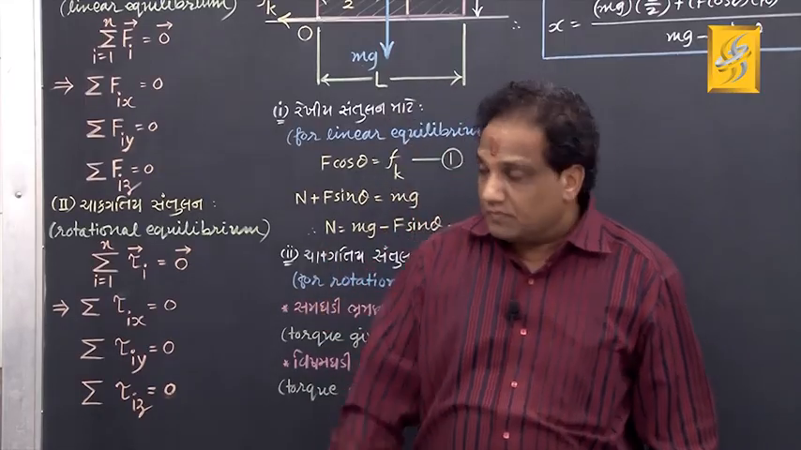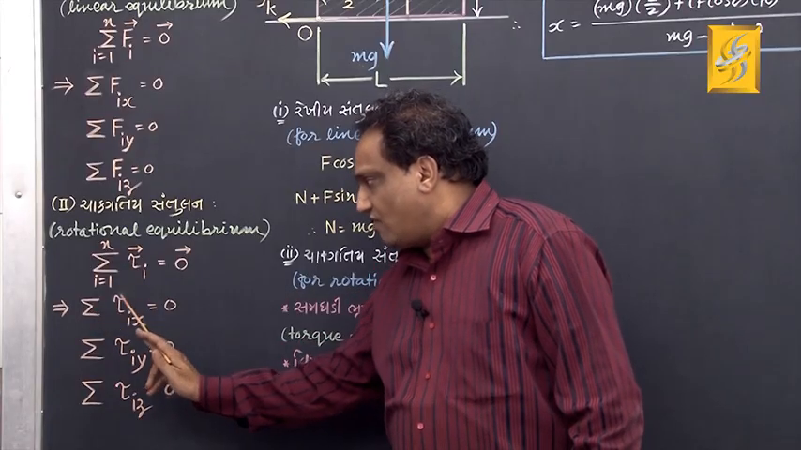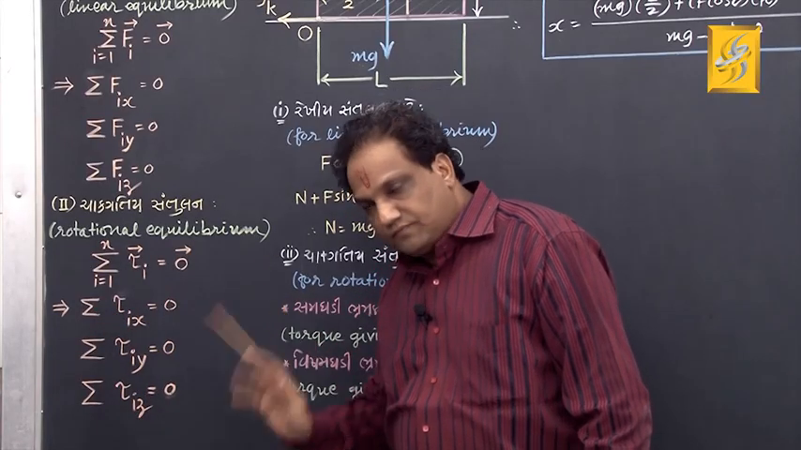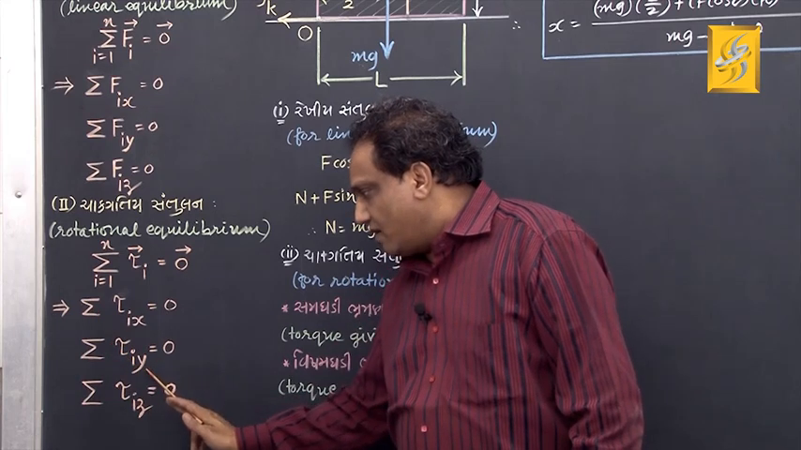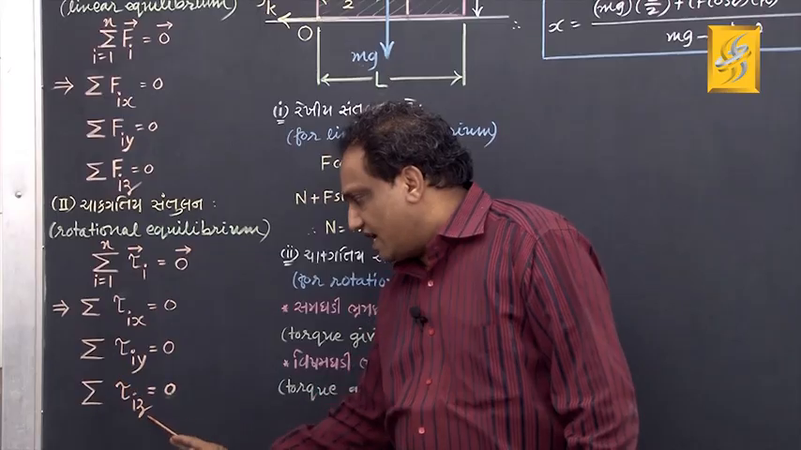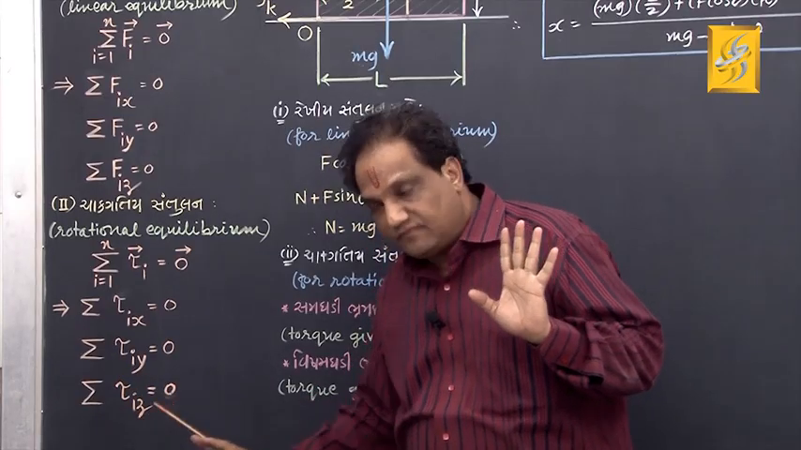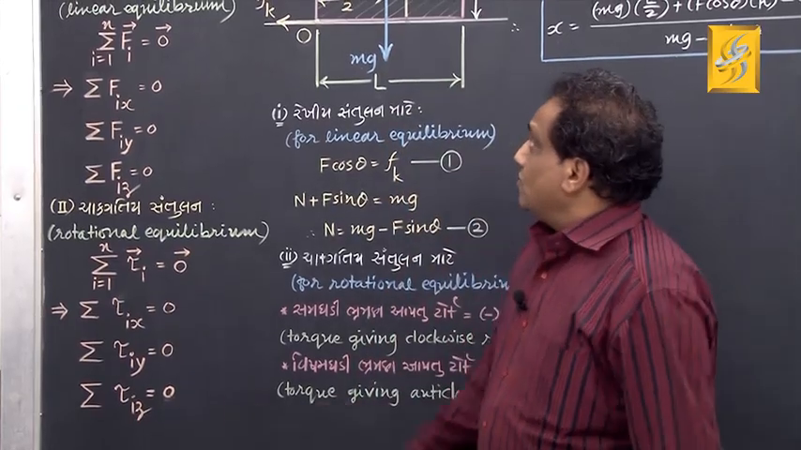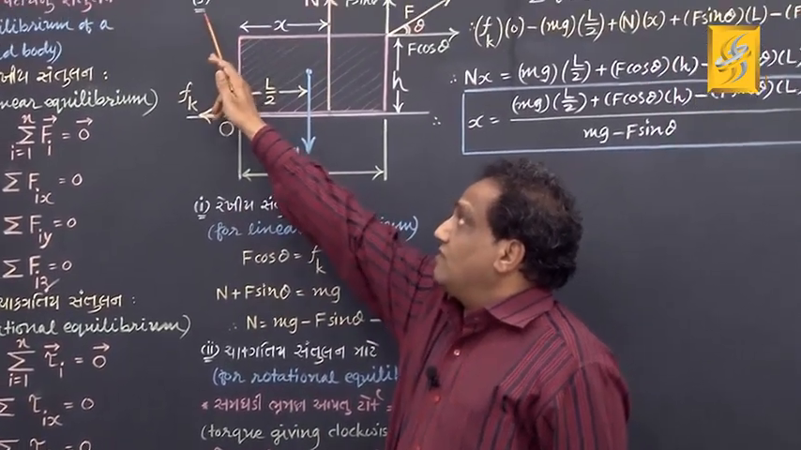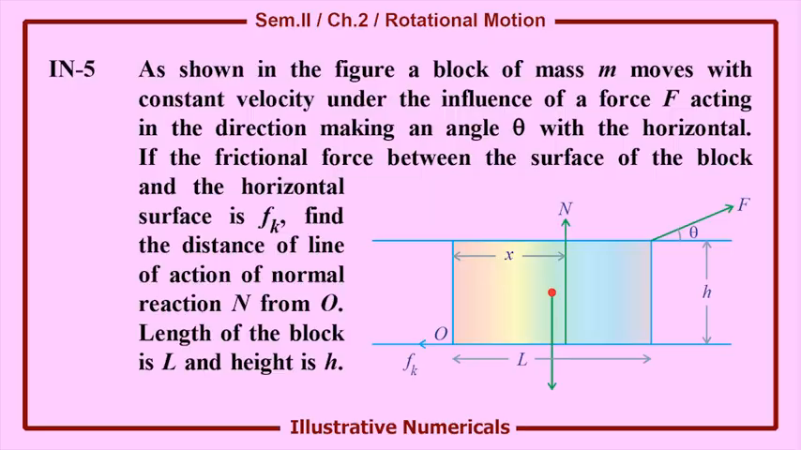be 0. So the algebraic summation of x components of all the torques must be 0. The algebraic summation of y components of all the torques must be 0. The algebraic summation of z components of all the torques must be 0. Correct? Fine. Now please read this statement of illustration number 5. It is a very good example.